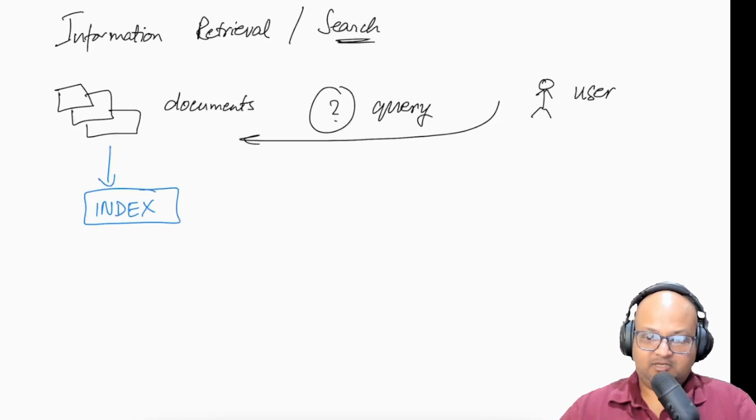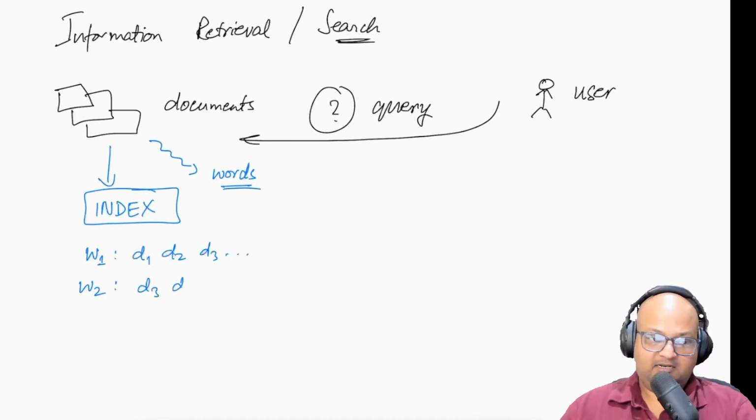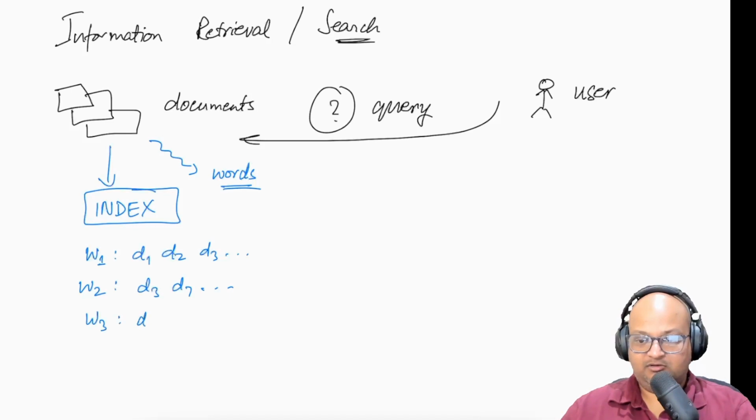And the way we accomplish that is by building a data structure called an index. Now, before indexing, we break every document down to the words that it contains. And the index is essentially a giant map from words to the documents in which that specific word occurs.